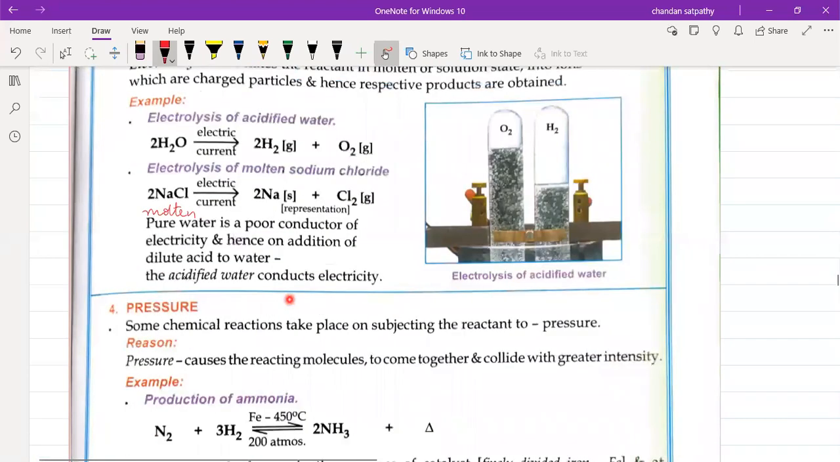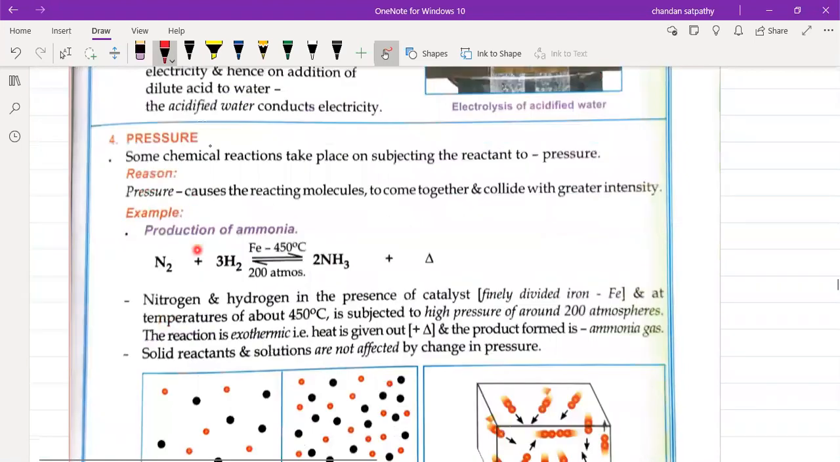Next is pressure. Some reactions start when pressure is given.